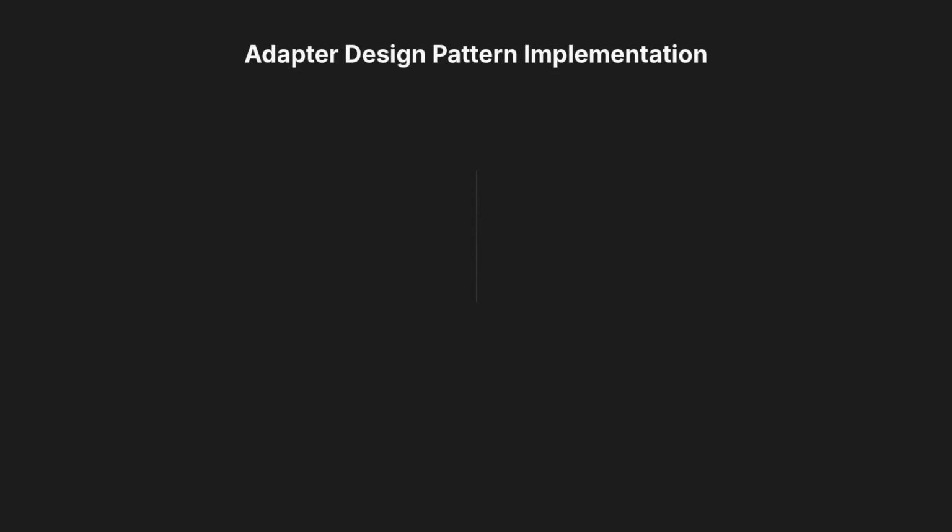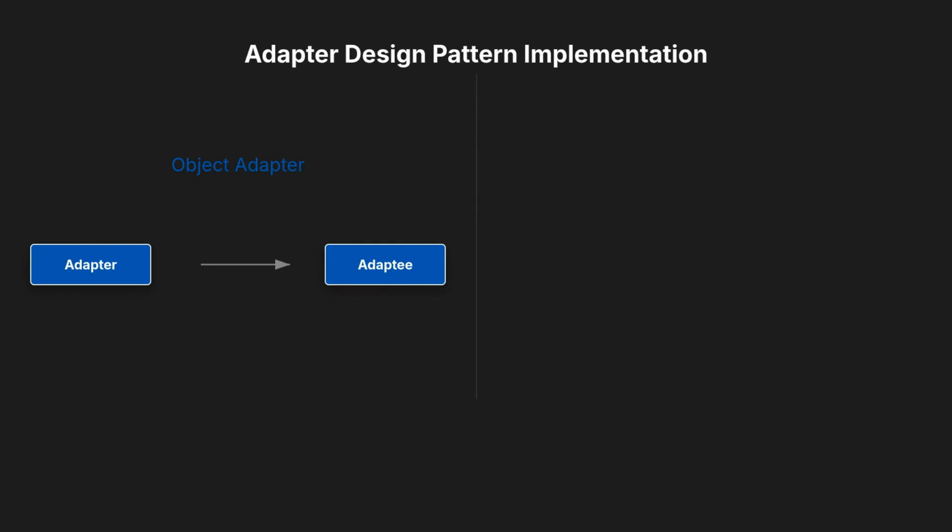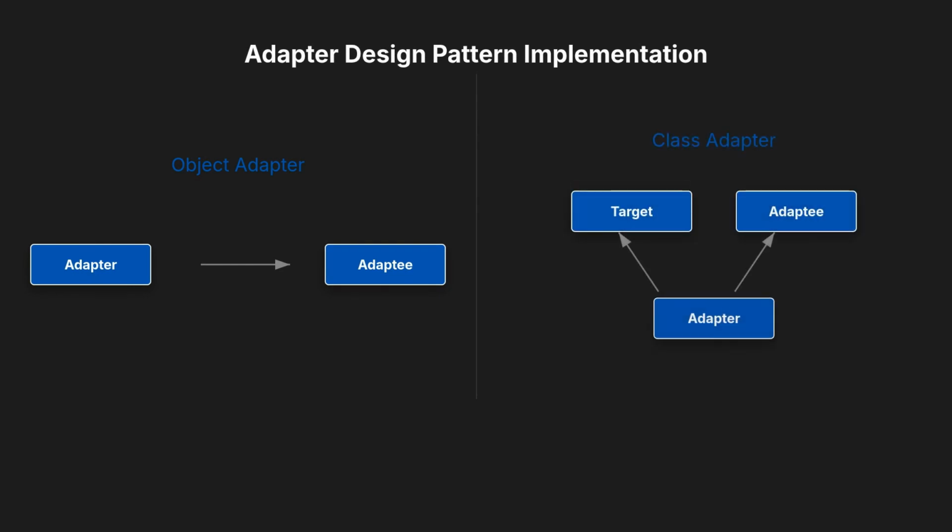There are actually two ways to implement this. What we just built is an object adapter, which uses composition. In languages that support it, you can also use a class adapter through multiple inheritance, though composition is generally preferred.